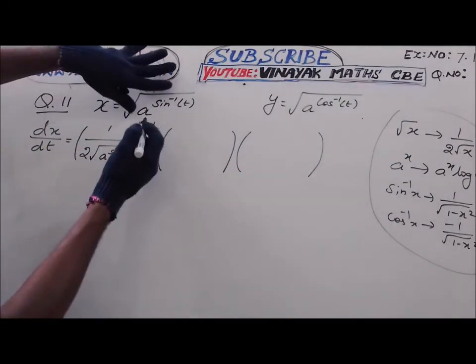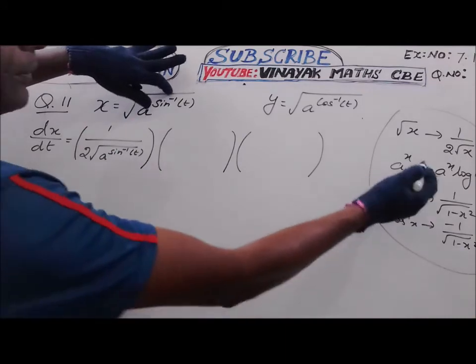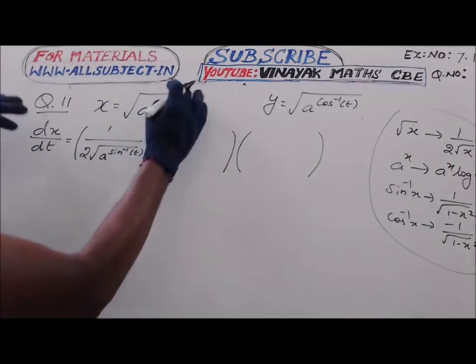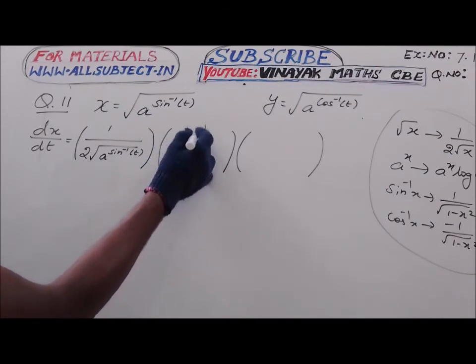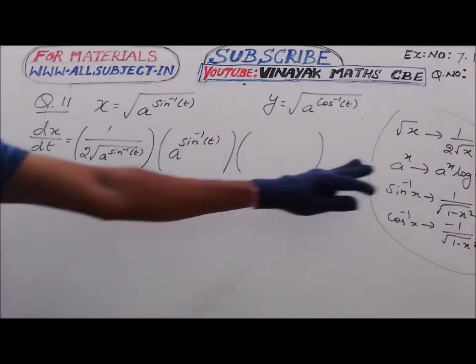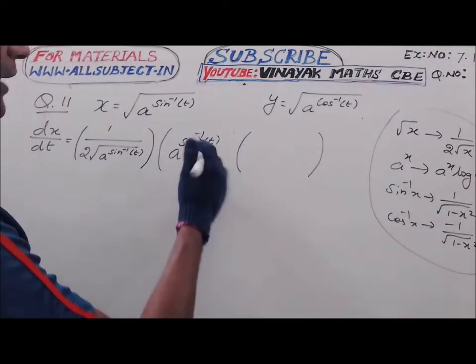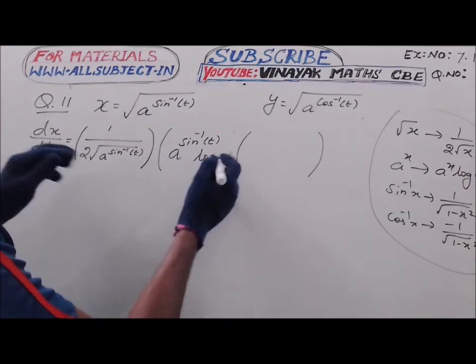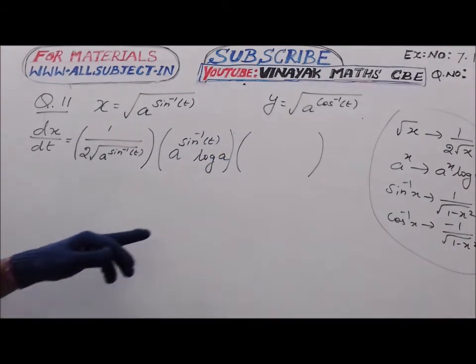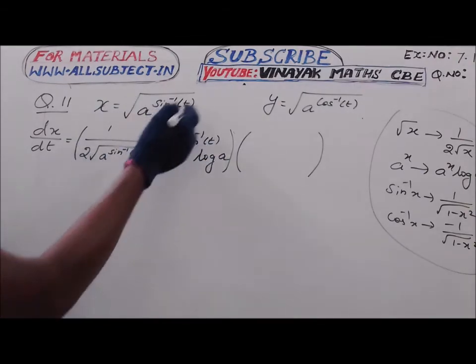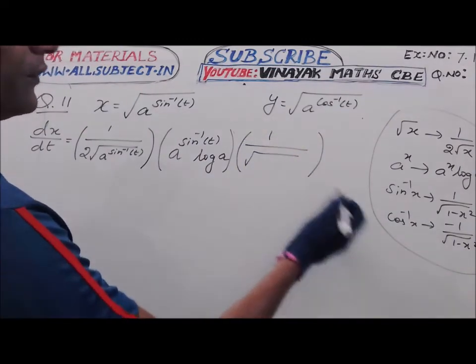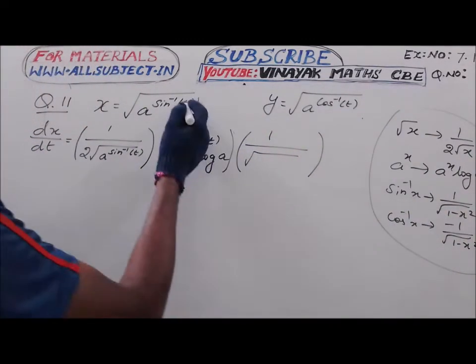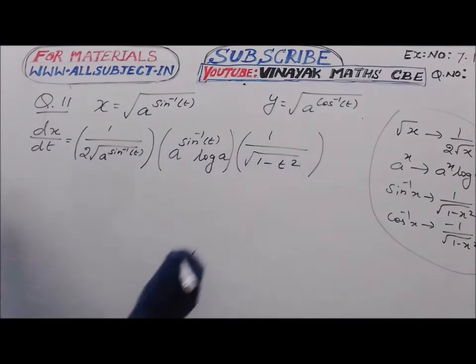And then within the root, this is in the form of a power x. For a power x we have a power x log a. So a power x means the same term we apply, a to the power sine inverse of t, into log a. And then we are moving to the third one, sine inverse t. For sine inverse t, the formula is 1 by root of 1 minus x square. We have t here, so 1 minus t square. This is the derivative dx by dt.